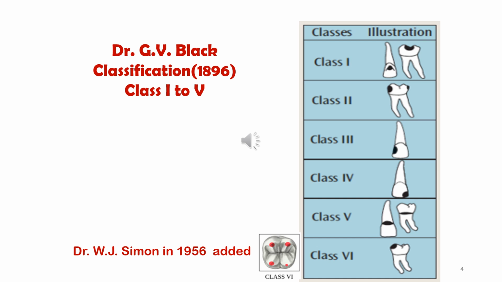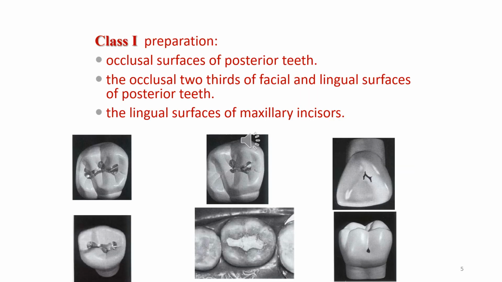Now we are going to discuss Dr. G.B. Black classification from class 1 to class 5, and class 6 was given by W. J. Simon in 1956, which was added later on. Dr. G.B. Black class 1 preparation includes occlusal surface of posterior teeth, occlusal two-thirds of the facial and lingual surface of posterior teeth, and the lingual surface of maxillary incisors.